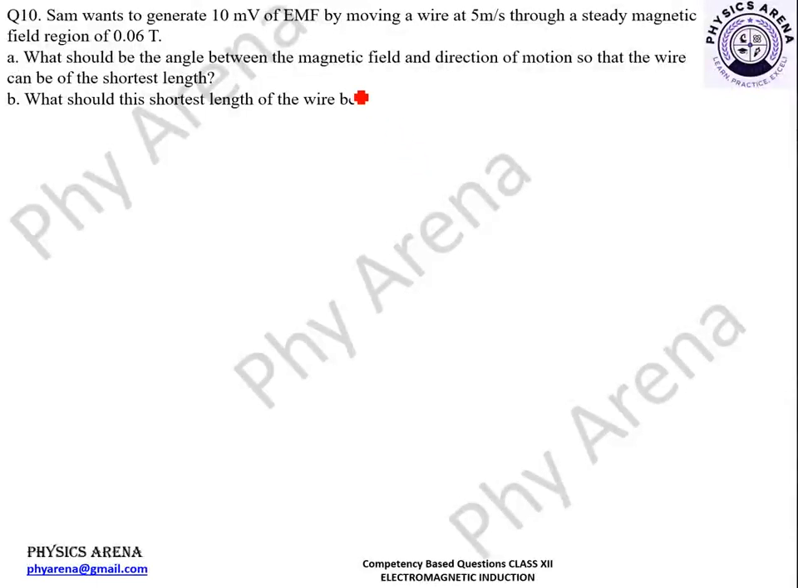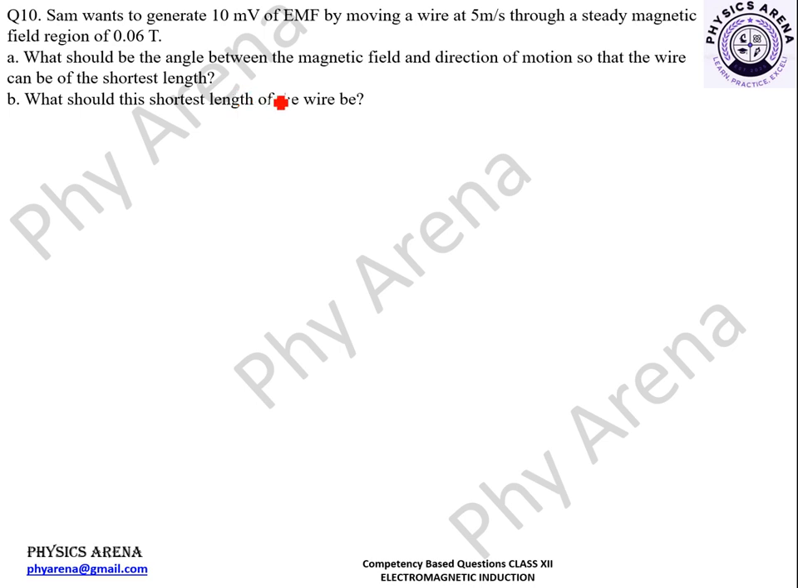Question 10. Sam wants to generate 10 millivolt of EMF by moving a wire at 5 meter per second through a steady magnetic field region of 0.06 Tesla. What should be the angle between the magnetic field and direction of motion so that the wire can be of shortest length?